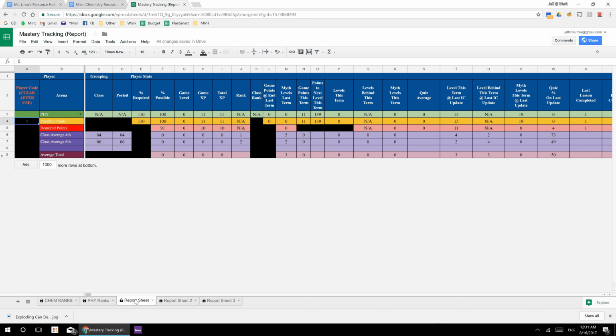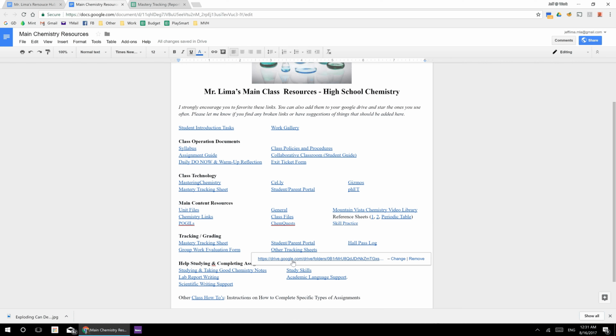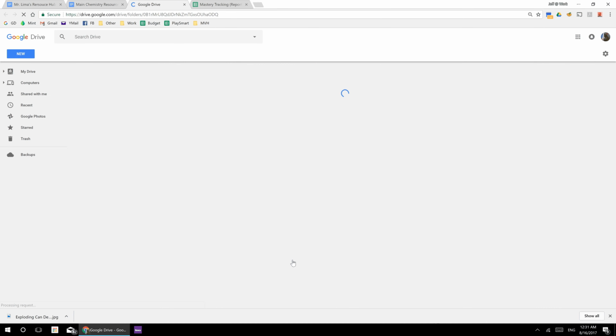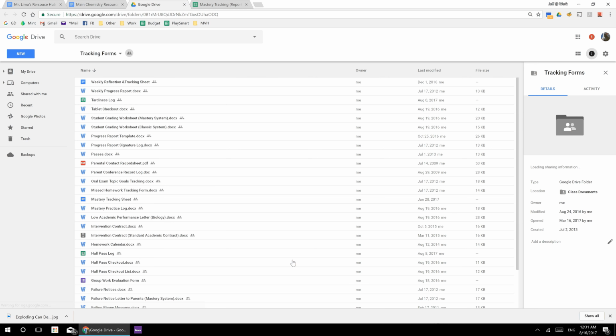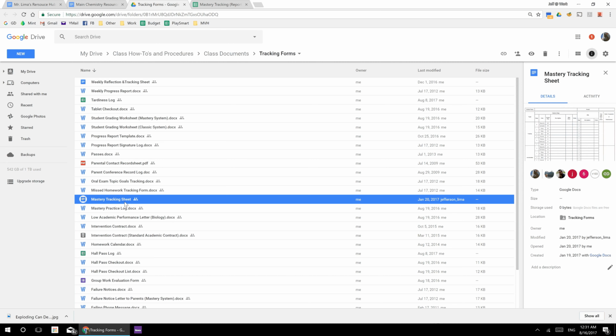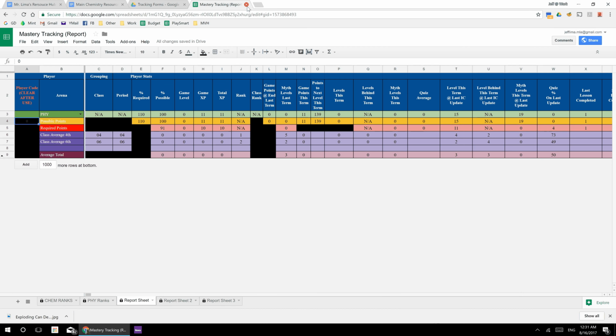And I also encourage you to keep a paper record of your points if you want to. On the main resources page, if you go to other tracking sheets, it will open up a page where you can find a mastery tracking sheet that you can print. I think it's right here, and use that to track your points on paper. I encourage you to do that so you can double check what I'm doing online if you want to and be more on top of your progress. All right, so that's how you would find out where you stack up in the game that you're playing in my classroom.